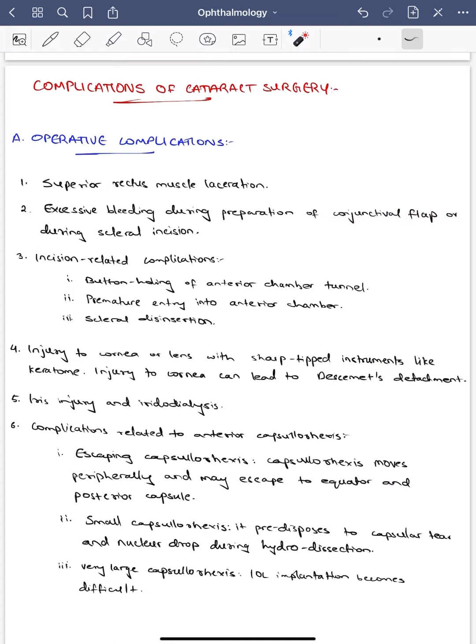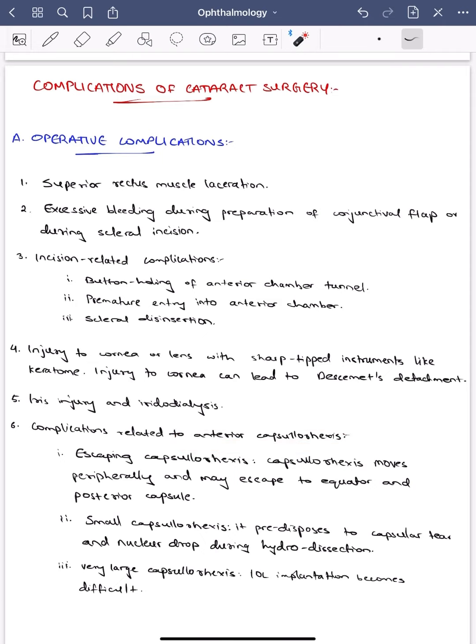Third is incision related complications like buttonholing of the anterior chamber tunnel, premature entry into the anterior chamber and scleral disinsertion. Fourth is the injury to the cornea or lens with the sharp tipped instruments like keratome, and injury to the cornea can lead to Descemet's detachment. Fifth is iris injury leading to iridodialysis. Sixth is complications related to anterior capsulorhexis.